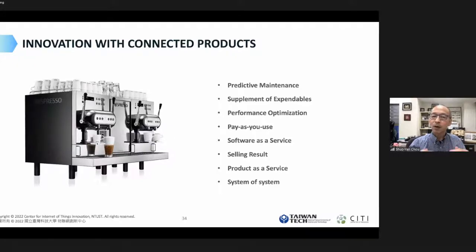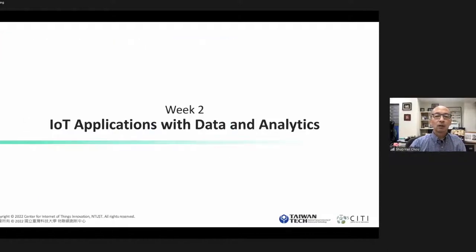Although we are talking about connecting with the machine, in fact, we are connecting the users. We are connecting with the environment surrounding the machine. So the impact is a lot more than, oh yeah, we have a sensor, we connect the machine, okay, we don't know what to do. In fact, over the past more than 15 years, a lot of new ideas have been implemented and tested. So let's move on.